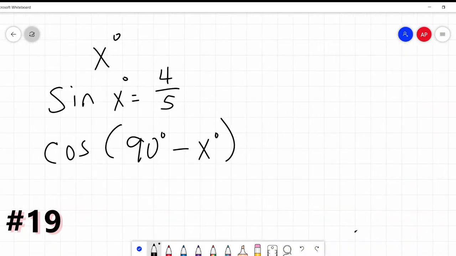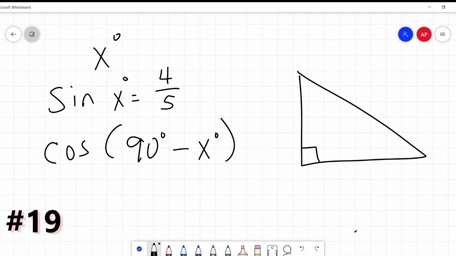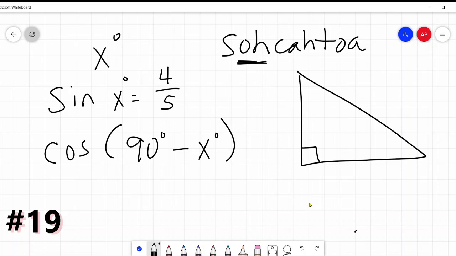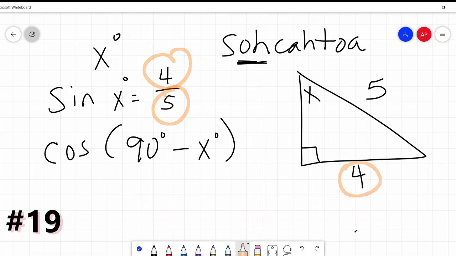Think about a triangle. If I have a right triangle, what does sine mean? If you've learned the SOHCAHTOA abbreviation, sine is opposite over hypotenuse. So I have this angle x, and opposite it is 4, and the hypotenuse is 5. Okay, that's what sine means. And we have opposite over hypotenuse. There's my opposite, there's my hypotenuse.